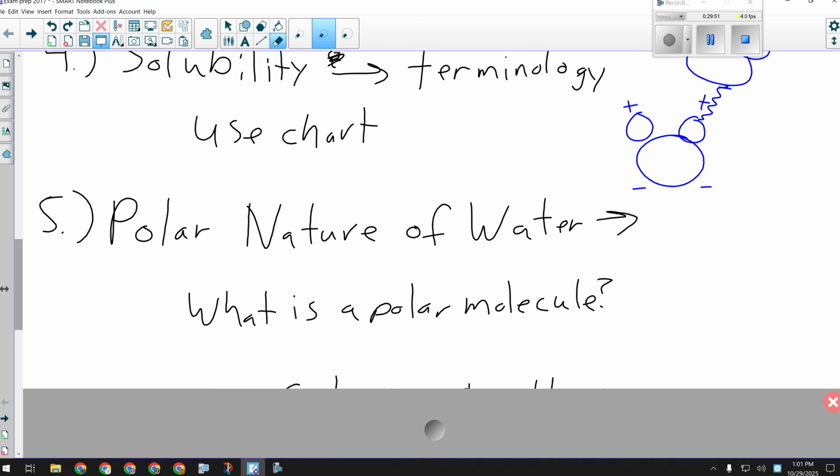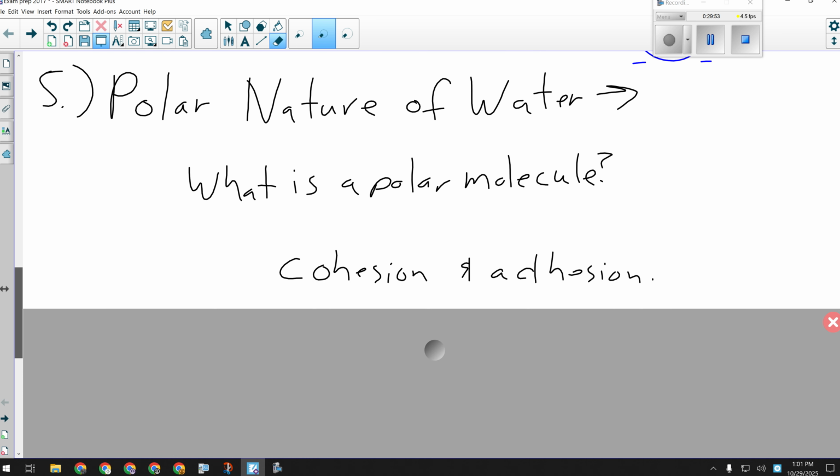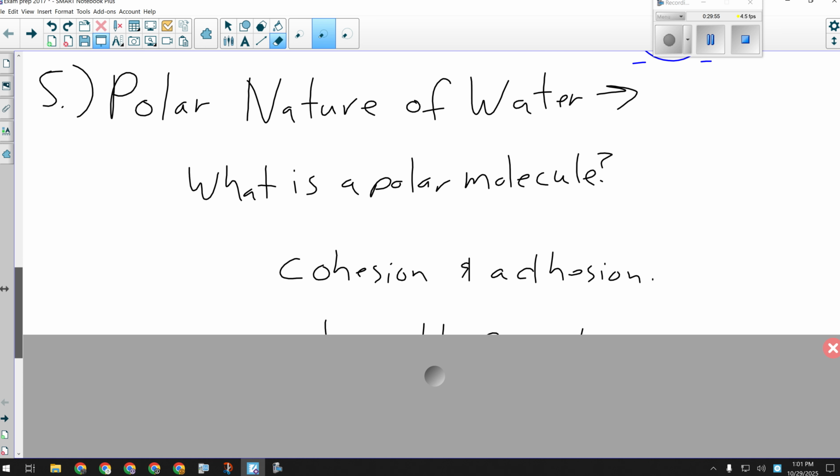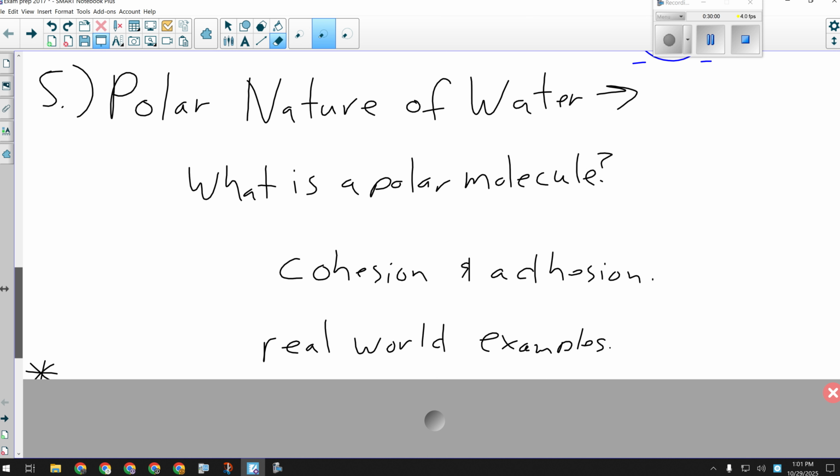Okay, so like we said, what's a polar molecule? We just talked about that. Okay, cohesion and adhesion, we just talked about that. And then real world examples, so we talked about the plant, we talked about the Jesus lizard, okay, those kind of things.